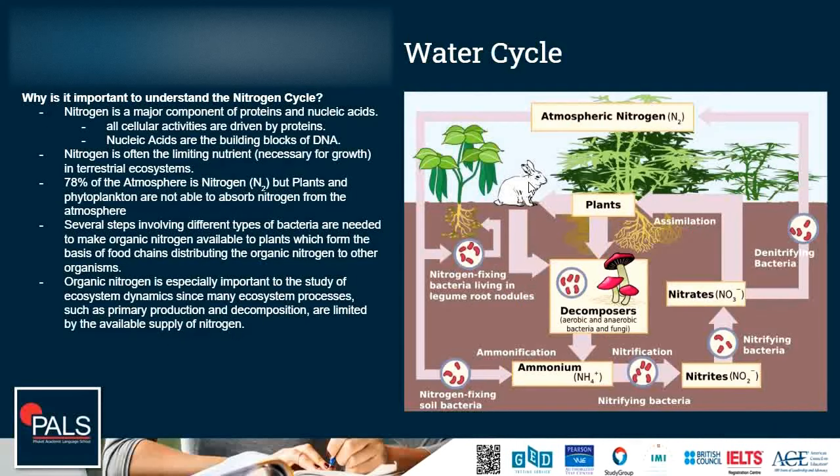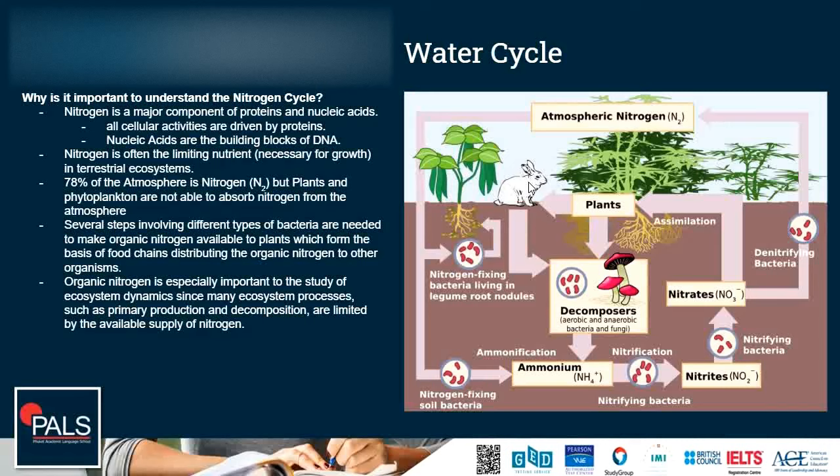The last cycle is the nitrogen cycle. And why is the nitrogen cycle important to understand for us? The reason for that is that nitrogen is a major component of organic molecules in living things, such as proteins and nucleic acids especially. And all cellular activities are driven by proteins. Enzymes, for example, that control all the chemical reactions in an organism are proteins. They need nitrogen to function.